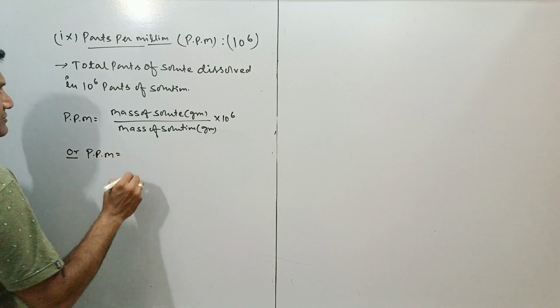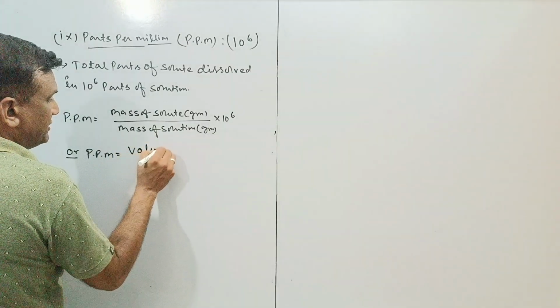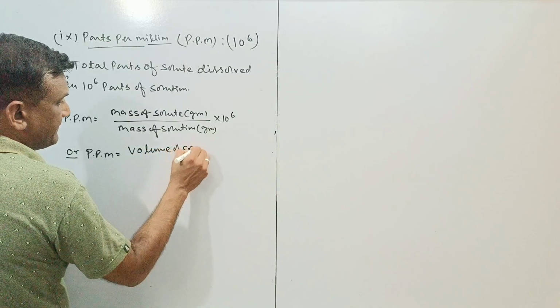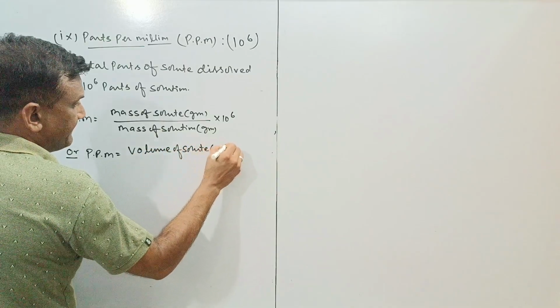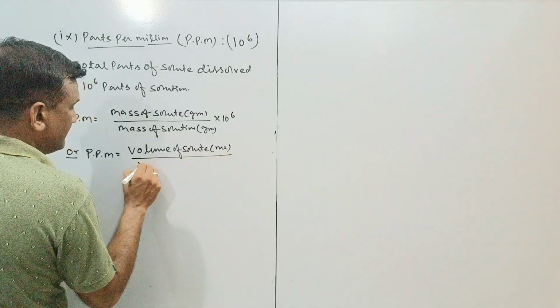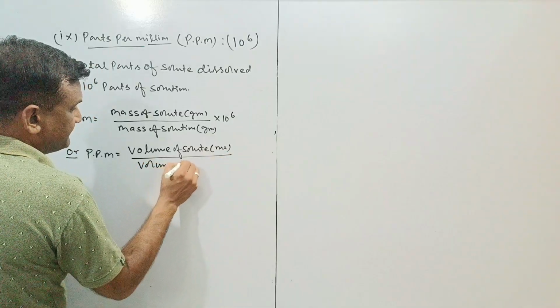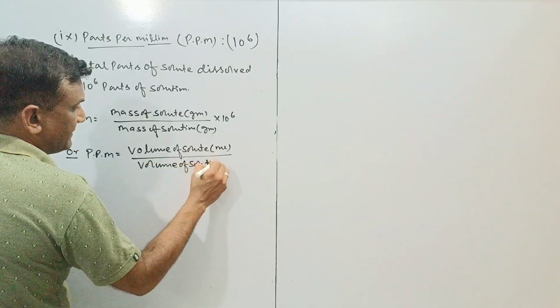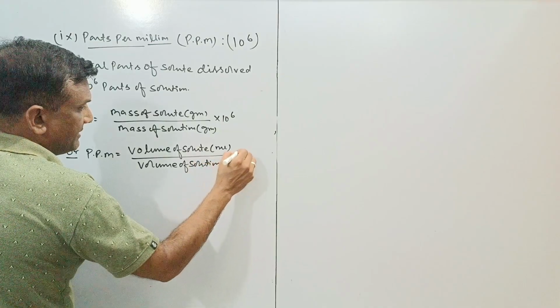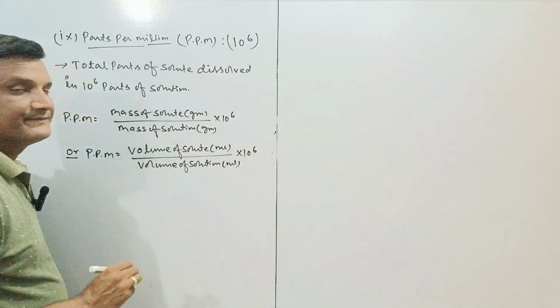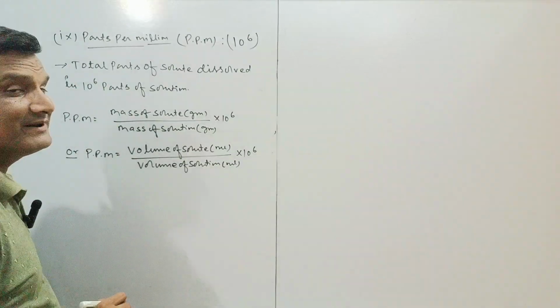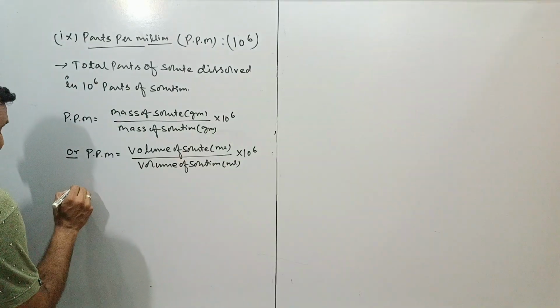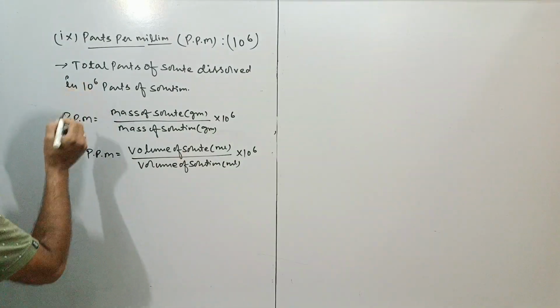or this may be in the form of volume also. ppm is equal to volume of solute in ml upon volume of solution, also in ml, into 10 to the power 6. This was regarding parts per million.